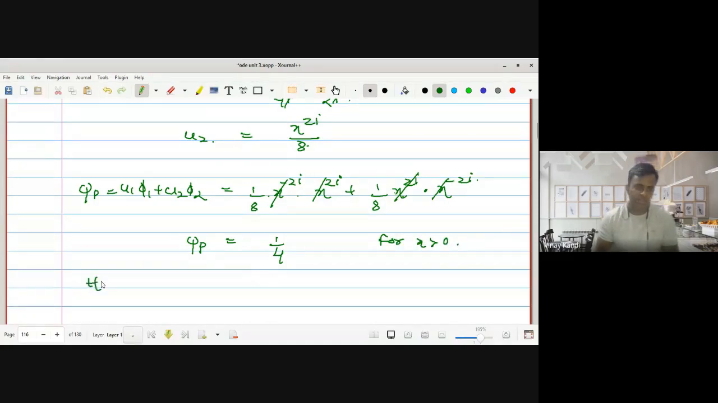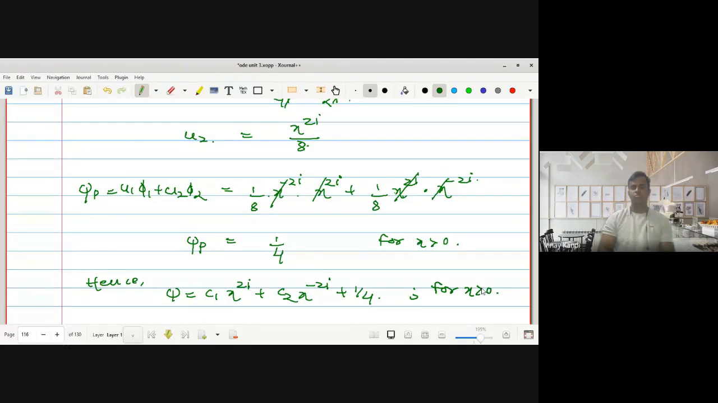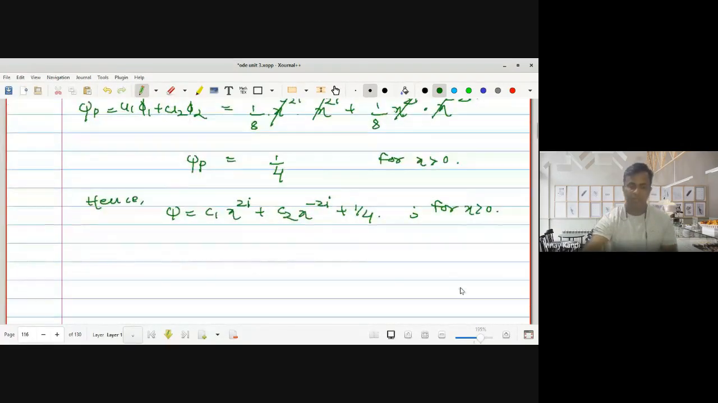Okay, hence psi is equal to c1 x raised to 2i plus c2 x raised to minus 2i plus 1 upon 4, for x greater than 0. Okay, now case 2. Solve this for homework.